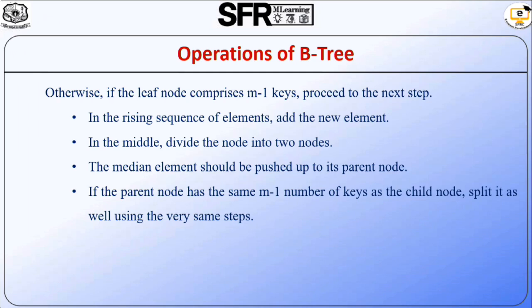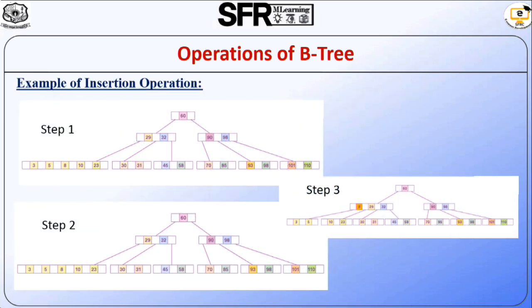Otherwise, if the leaf node contains m-1 keys, proceed to the next step: in the rising sequence of elements, add the new element. In the middle, divide the node into two nodes. The median element should be pushed up to the parent node. If the parent node has m-1 keys like the child node, split it as well using the previous steps. Let's see the example.